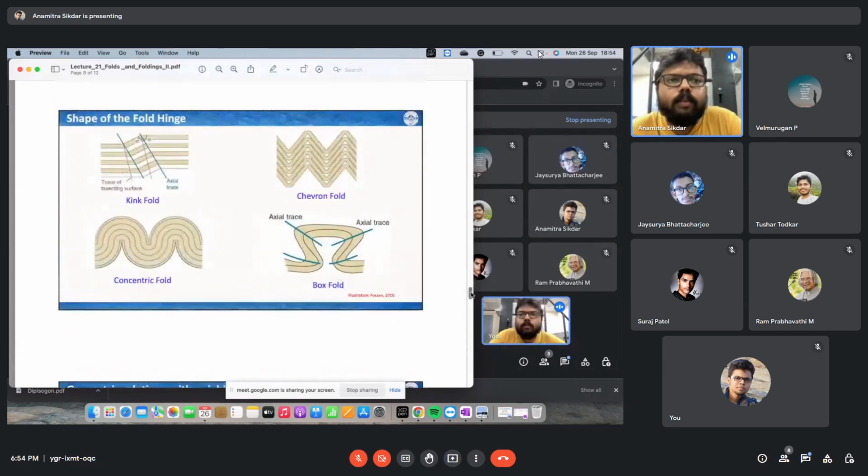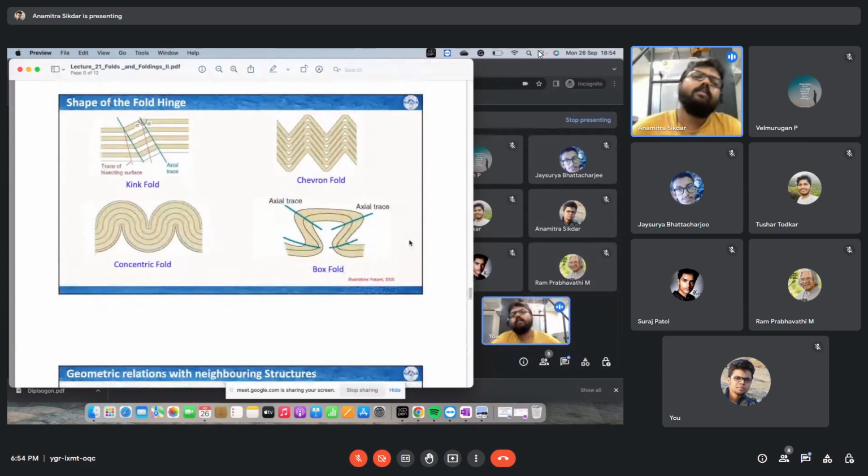So depending on the shape of the hinge, we may also differentiate folds. This is a kink fold, where we have a very sharp change of limbs, so we call them kink folds. In a chevron fold, instead of this sinuous pattern, you get lots of V's, right? Then we call them chevron folds.